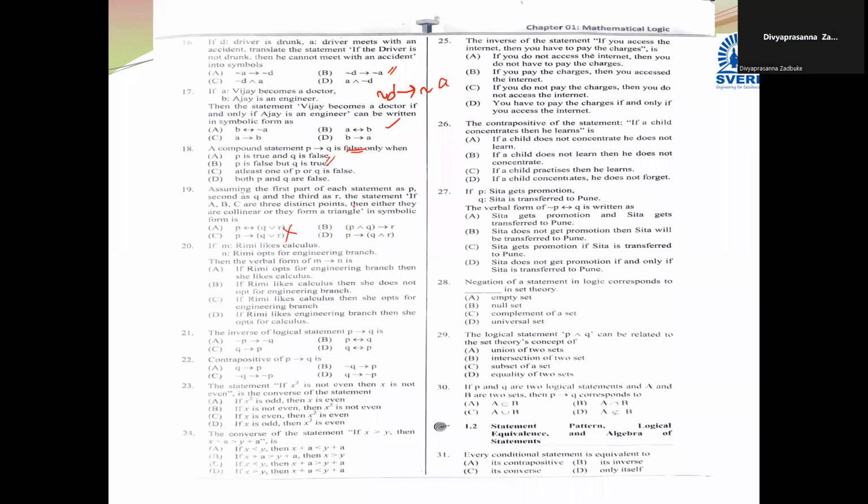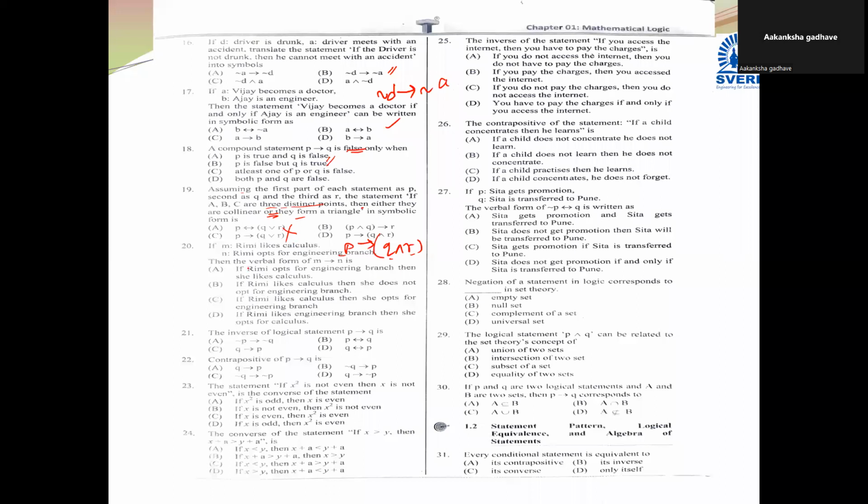If A, B, C are three distinct points, this is the first part, P. Then means implies. P implies either they are collinear, or they form a triangle, that is Q or R. Is that correct? The third I call R. I called the first part P, if-then gives the implication arrow, and or in the middle means Q or R. So the correct answer is D.